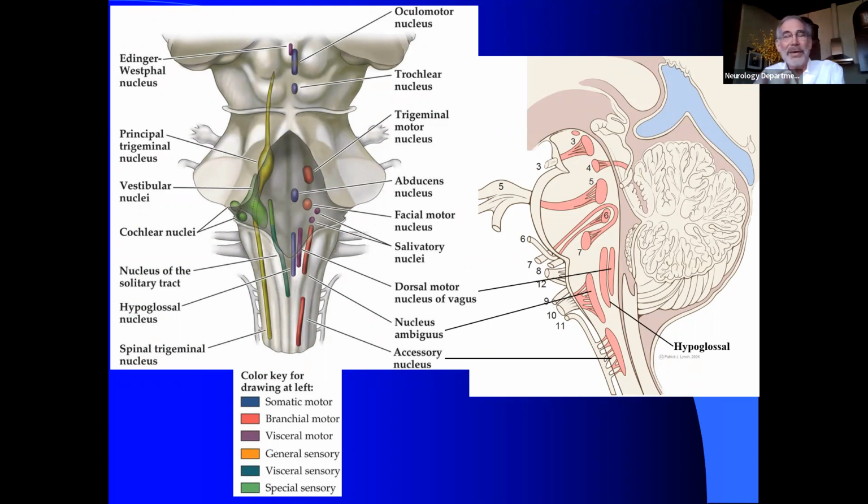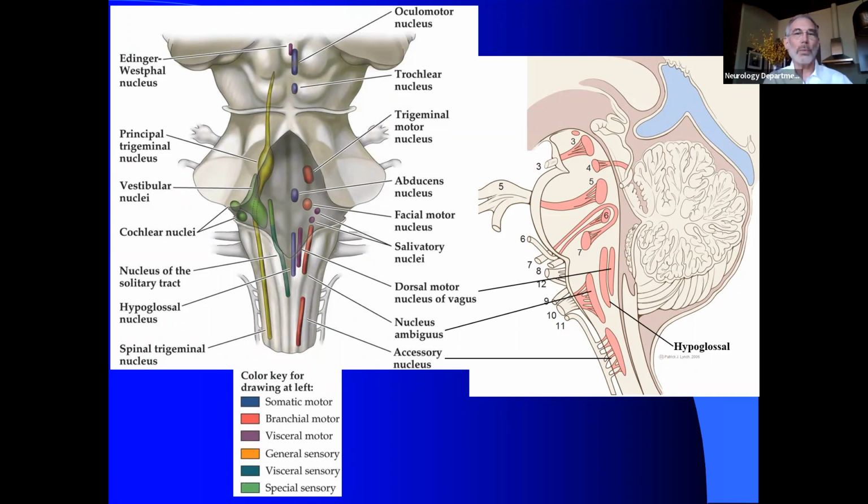And then paramedian, right off the midline, are going to be the motor nuclei of the branchial arch. Those are going to be the trigeminal and facial nuclei, which are derived from first and second branchial arch. And then you're going to get into visceral motor, which will be vagus and things like that. And then, and I don't like the order that they put these, but then you're going to transition into visceral sensory, general sensory, and special sensory. And by special sensory, we have hearing and vestibular. So this is a very important organizational principle.